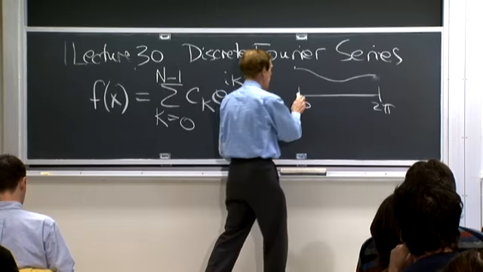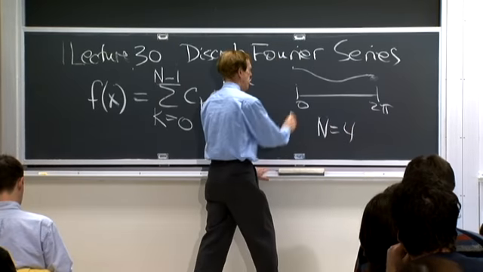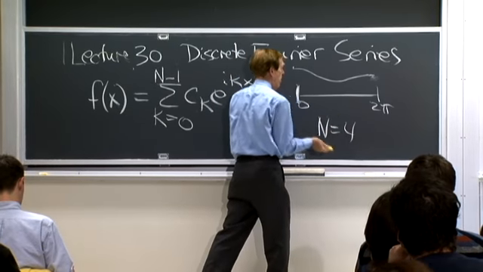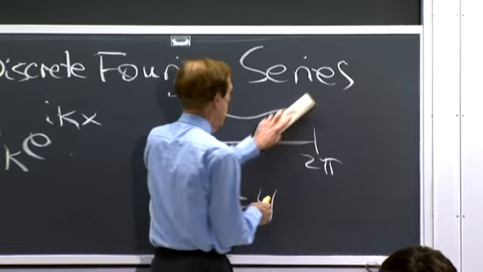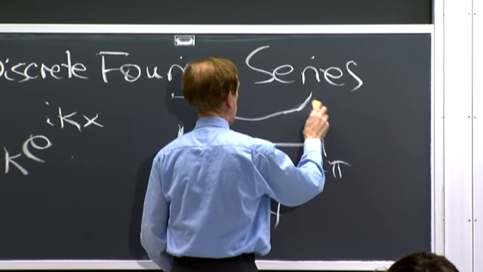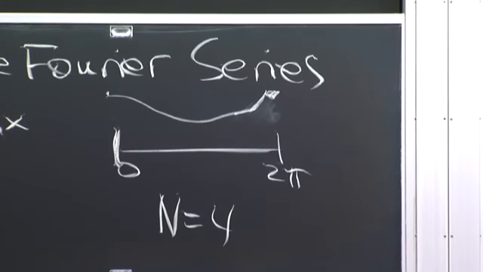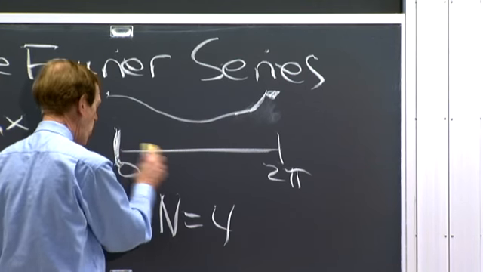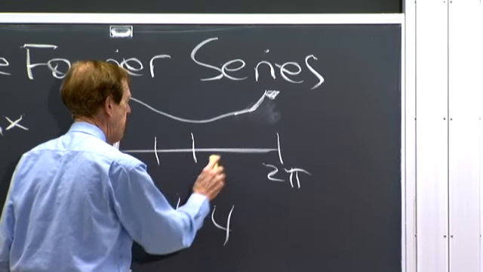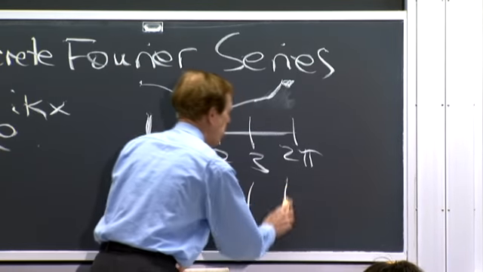Now, let me just take n equal 4. You know what 4 points am I going to take? Let's just for the heck of it make it look periodic. Okay, so there's 1 point. I'm just going to take four equally spaced points, k being 0, 1, 2, 3. So n minus 1 is 3.